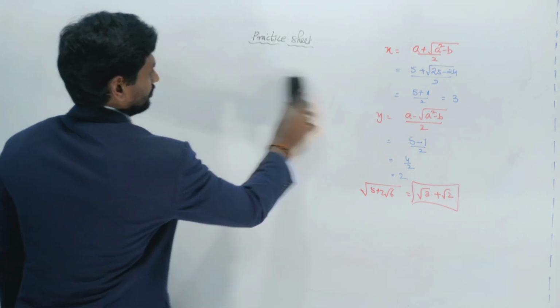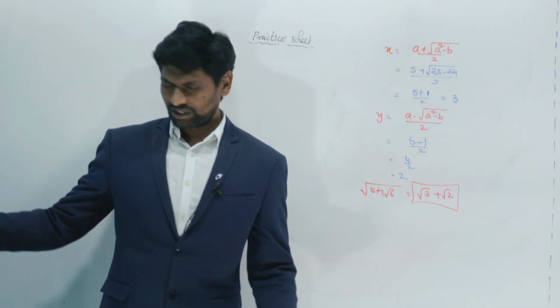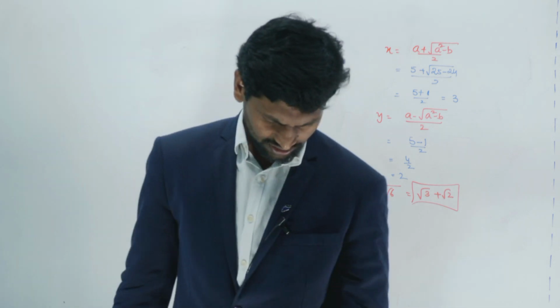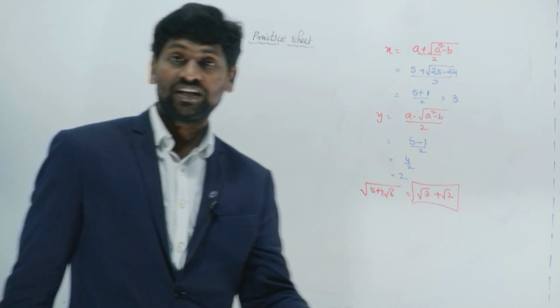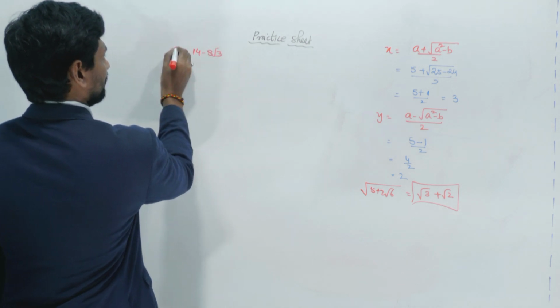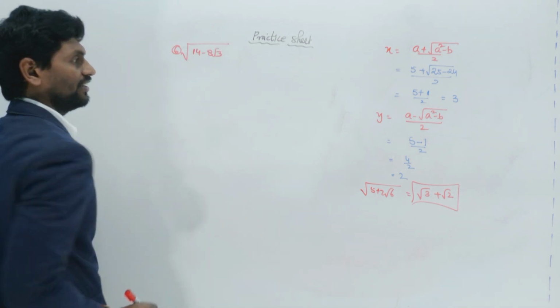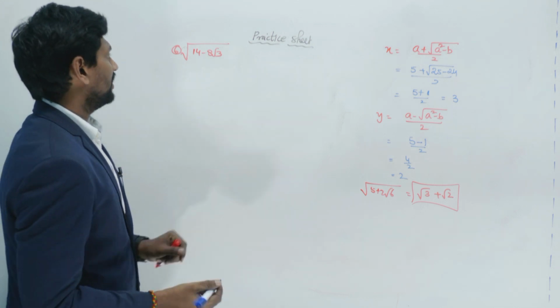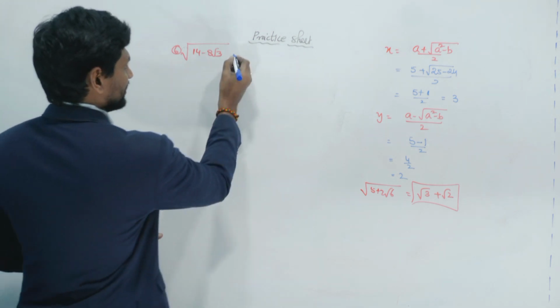Okay. Now, question number 6. The square root of 14 minus 8 root 3. This square root we should find. Okay? Let us see. 14 as it is.